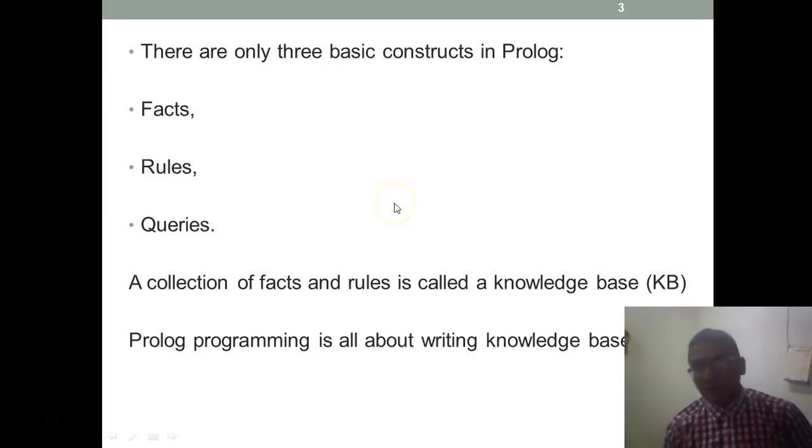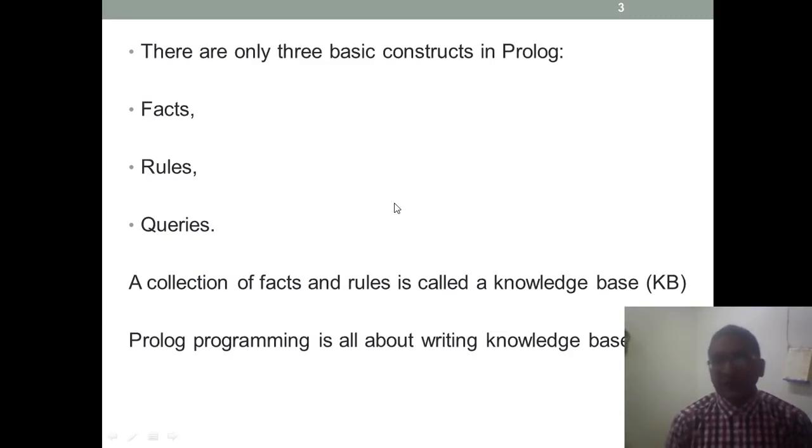So basically in PROLOG, there are three basic constructs. One is the facts. The facts are used to state the things that are unconditionally true of the domain of interest. These are the statements which we assume to be true. Rules are also used to state information that is unconditionally true of the domain of interest.